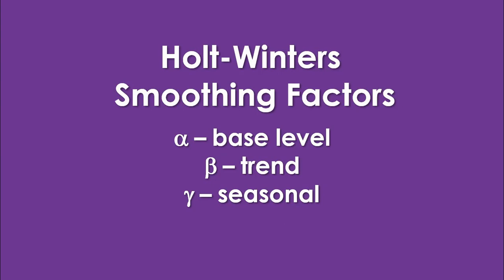Holt Winters is called exponential smoothing because we use smoothing factors, one for each of the three components, to determine how much of each we will incorporate in the final forecast model. They are named alpha, beta, and gamma. Let's jump into Excel and do this.